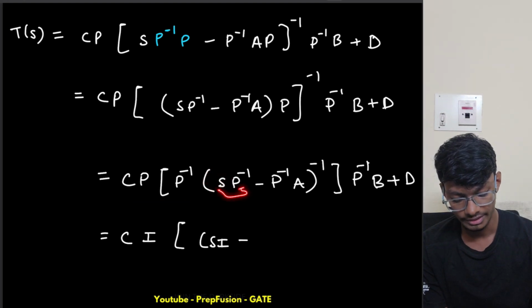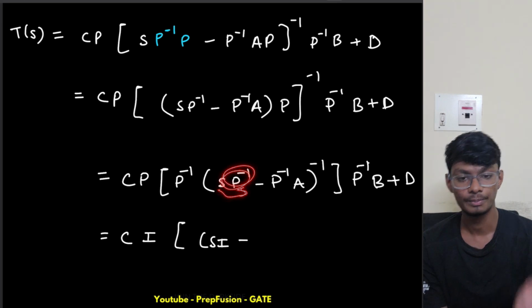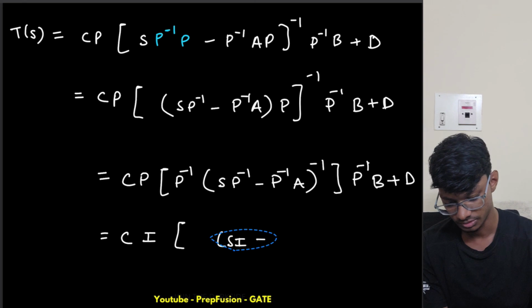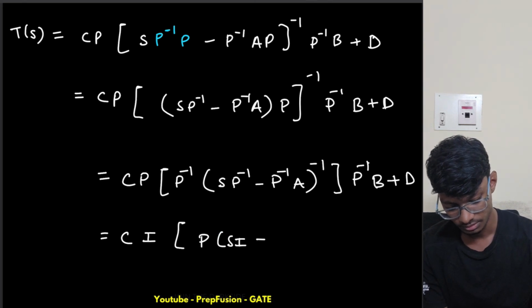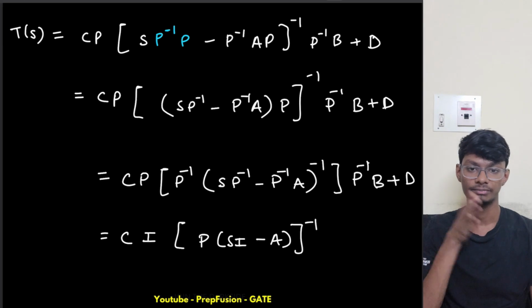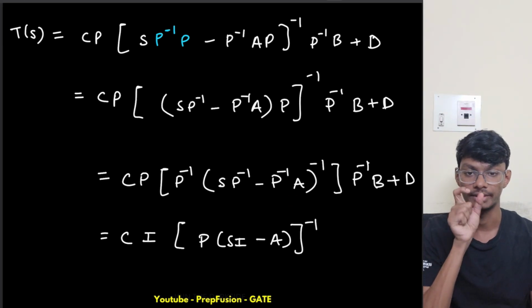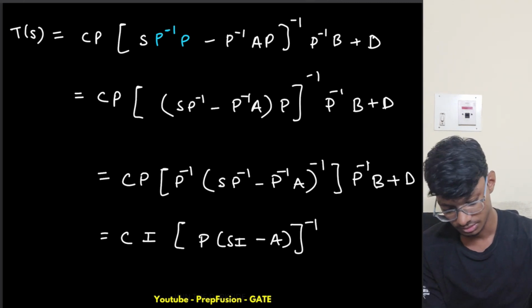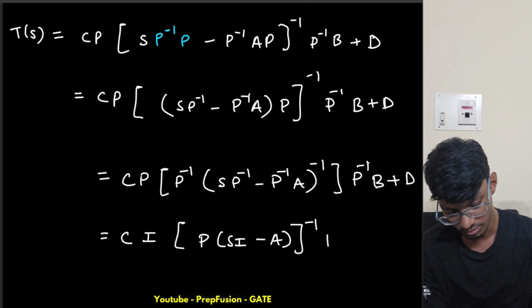So I will write S here. So I am taking pre common of P inverse. So this will be here SI minus A, and this is whole inverse. So I hope you understand it. I'm taking the pre common of P inverse, because P inverse is multiplied before A, right? So for matrix multiplication, order is very, very important. Okay, so this is this. Now this is P inverse B plus D.